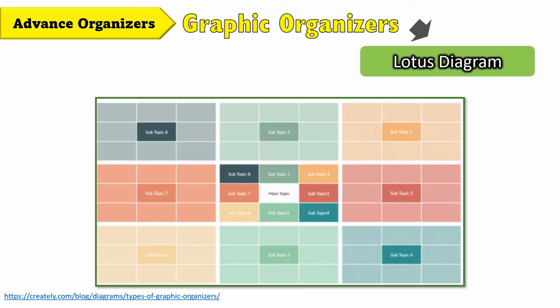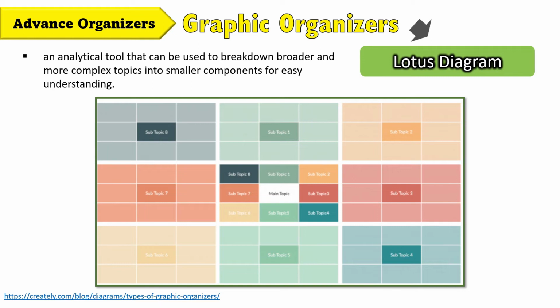Lotus diagram. Lotus diagram is an analytical tool that can be used to break down broader and more complex topics into smaller components for easy understanding. It can be used for brainstorming and studying new topics.